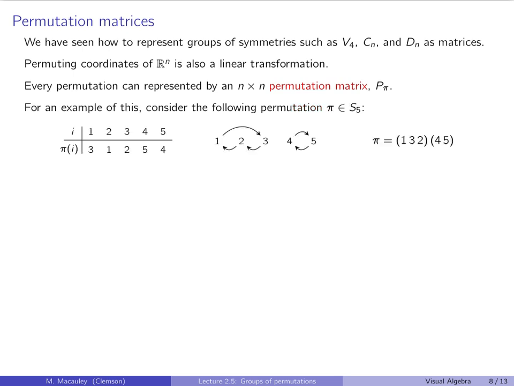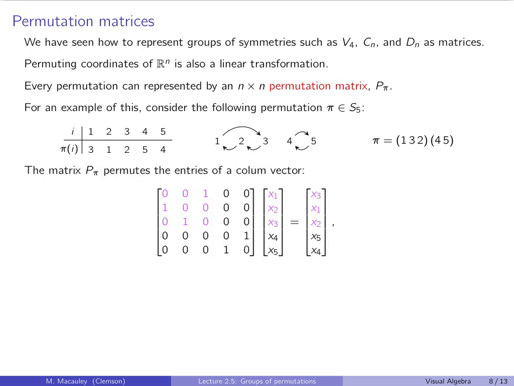I'll start with an example of this. We haven't seen this permutation before. I'm doing one with n equals 5 just because I don't want my matrices to get too big. So here it is in one-line notation. Here it is in permutation notation, and here's the cycle notation. The following matrix, P_pi, permutes the entries of a column vector.